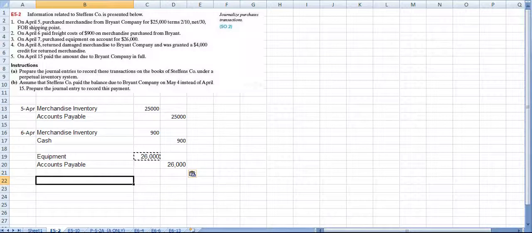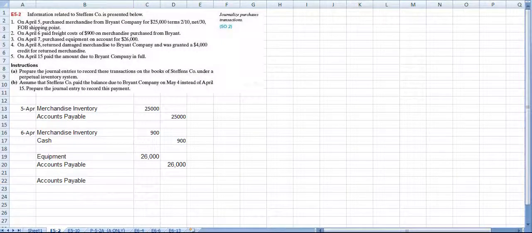April 8th, returned damaged merchandise to Bryan Company and was granted a $4,000 credit for the returned merchandise. We're going to debit accounts payable, and the reason we're debiting accounts payable is that we no longer have that liability of paying for that. That's going to be for $4,000. And we're going to take it out of merchandise inventory by crediting it for that same amount.